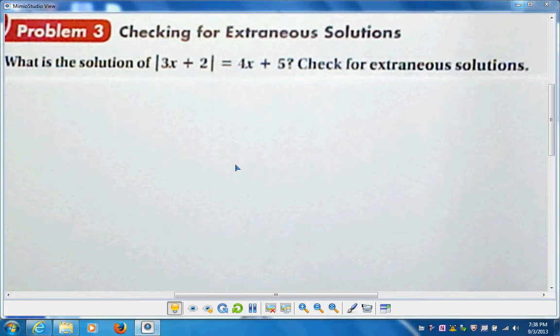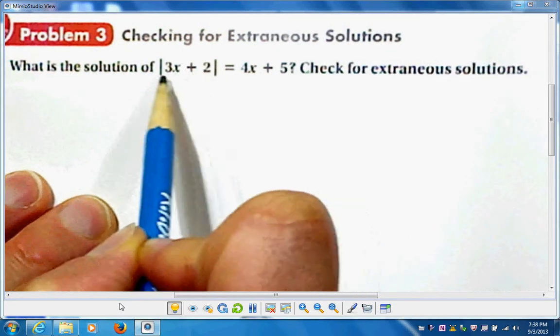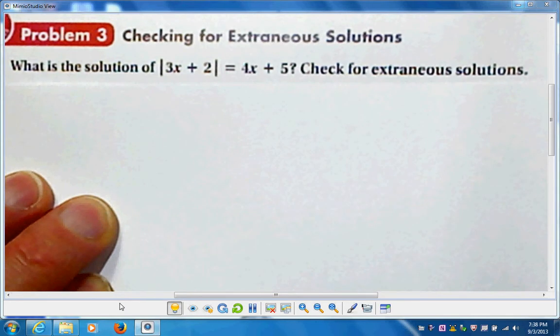Okay, here's a slightly more complicated absolute value problem. So we're looking at this, and we have the absolute value of this expression is equal to some other expression. Now we just can't throw the absolute value away. So let's think about what we know.